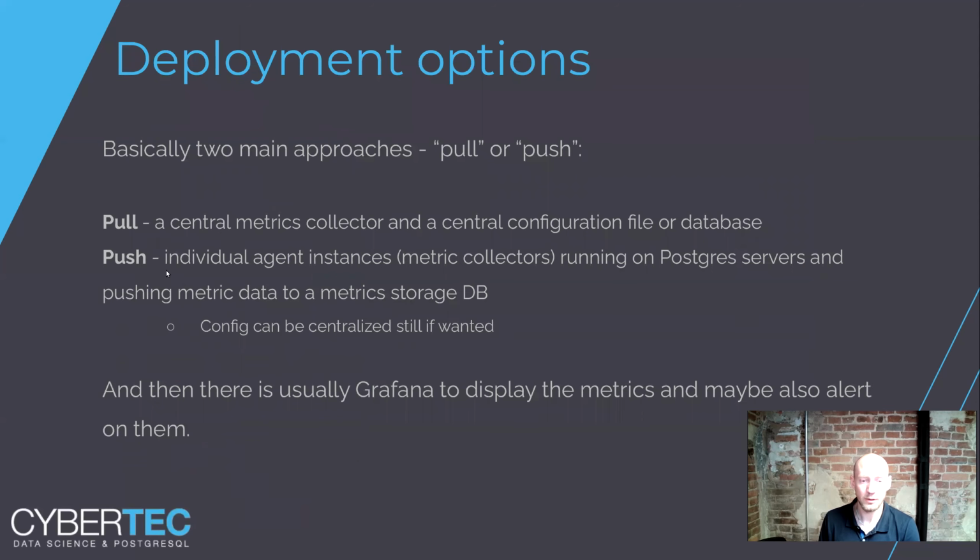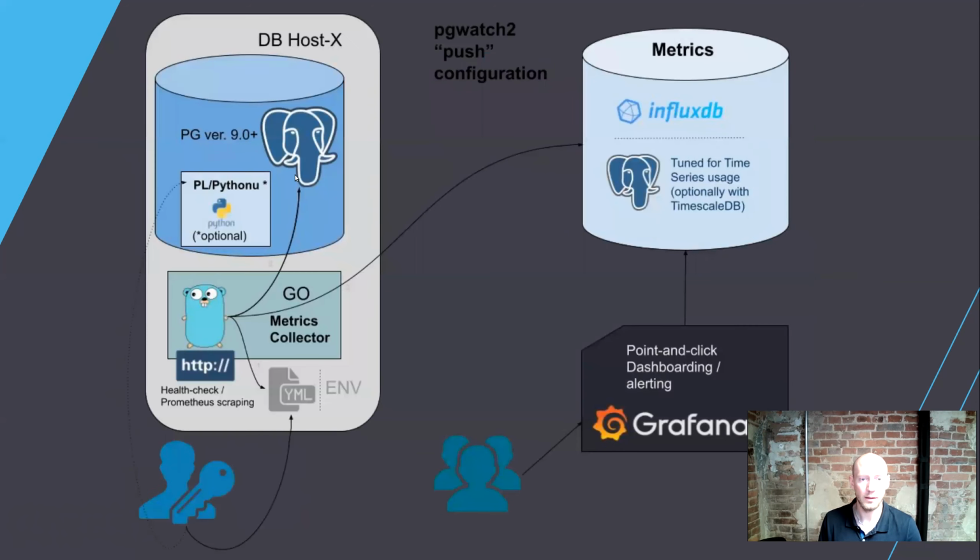And the push model then means that we have the agent running on the server, on the database server. And this has the big benefit that we can, mostly securely, use the superuser account here. So meaning we don't need some of those helper functions, those wrapper functions to escalate privileges, for example. And then we just push the metrics into some storage again.